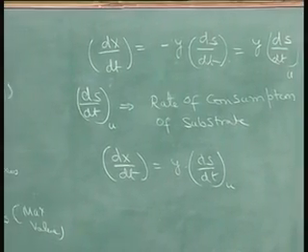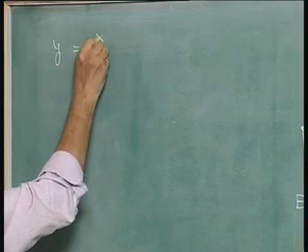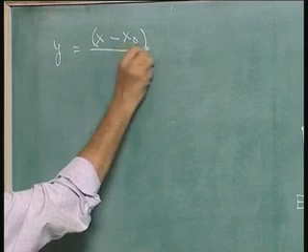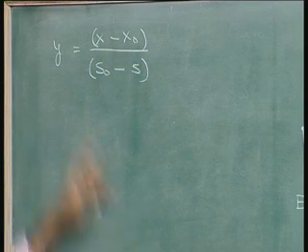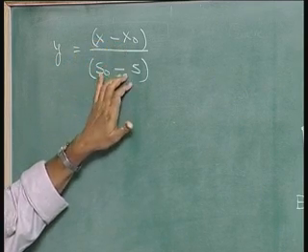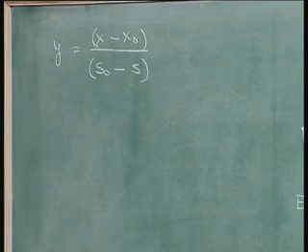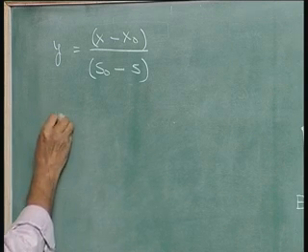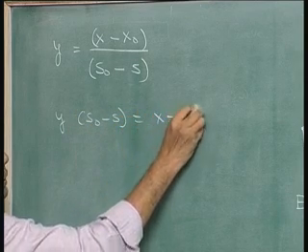Now, let us consider one more factor. We have said that y is equal to x minus x naught over S naught minus S. Yield coefficient is the weight of biomass produced per weight of substrate utilized in a given amount of time. Now, this particular thing I can write as y into S naught minus S is equal to x minus x naught.